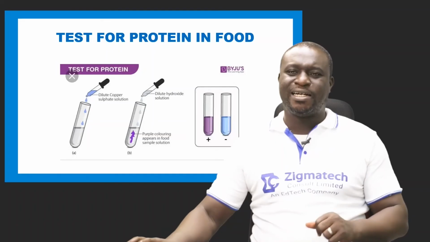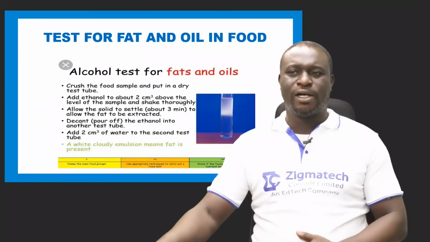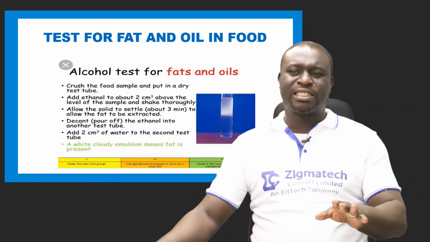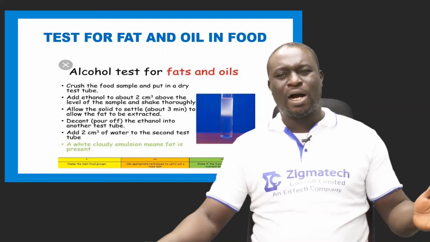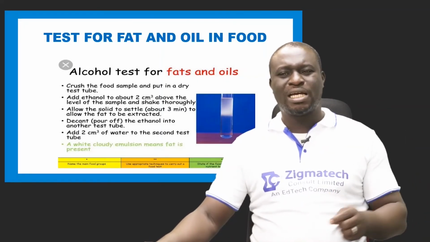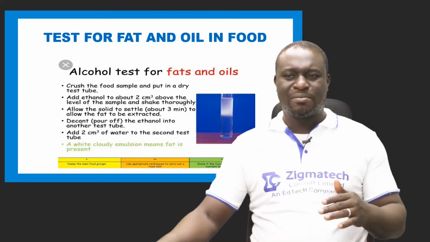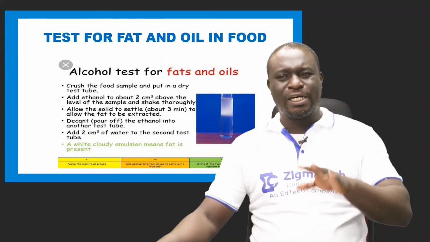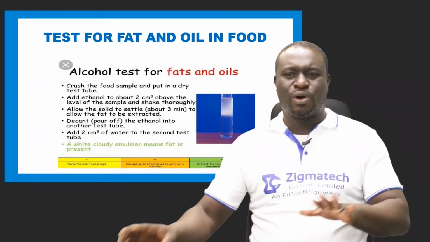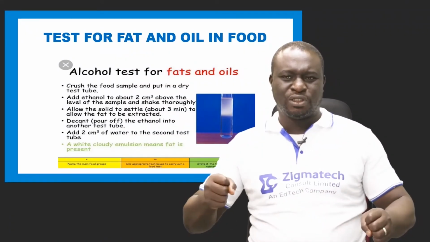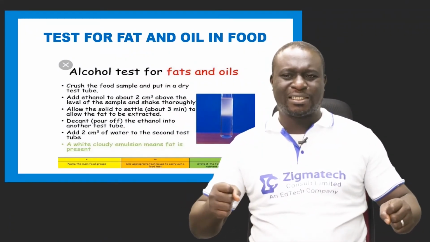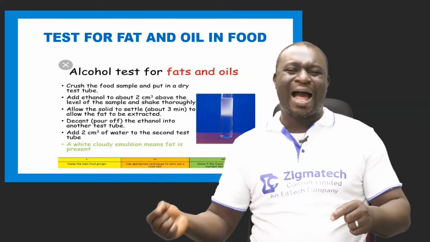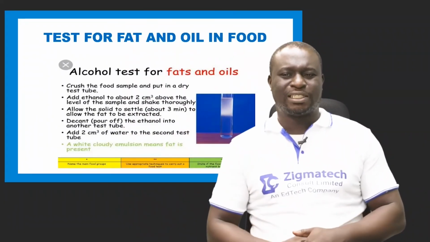All right. And then finally, to test for fats and oils in food, the first thing you do is crush the food sample and put it in a dry test tube. After that, you add ethanol to about 2 cm³ above the level of the sample and shake thoroughly. Now, allow the solid to settle for about 3 minutes to allow the fat to be extracted. After extracting the fats by decanting the ethanol into another test tube, add 2 cm³ of water to the second test tube.